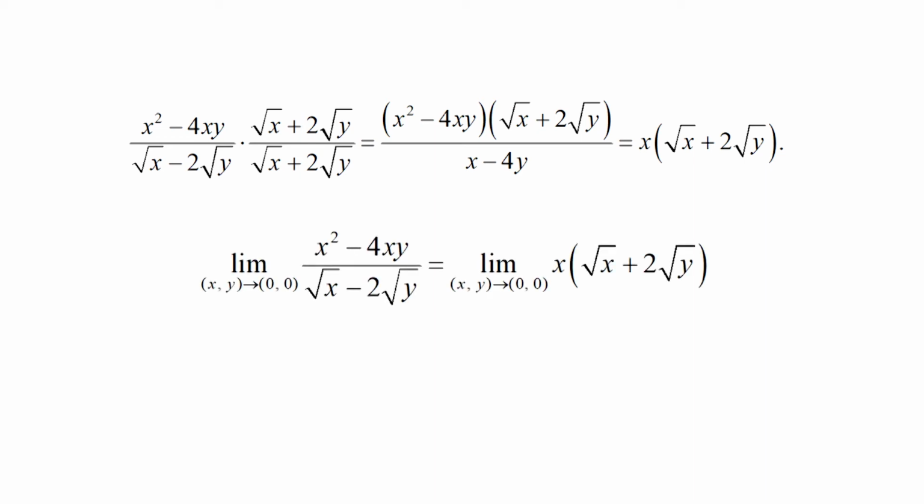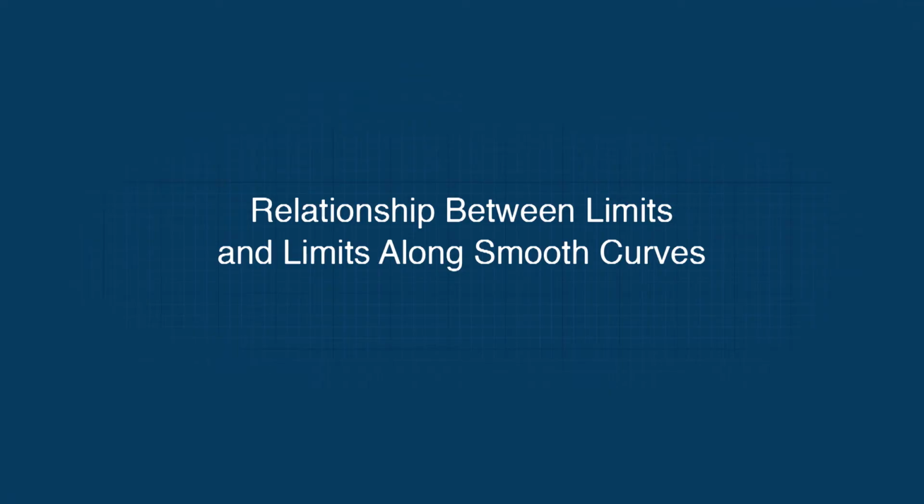Hence, the limit as (x, y) approaches (0, 0) of x square minus 4 x y by root x minus 2 root y is equal to the limit as (x, y) approaches (0, 0) of x times root x plus 2 root y, which is equal to 0 times root 0 plus 2 root 0, which is equal to 0. We now discuss the relationships between limits and limits along smooth curves.